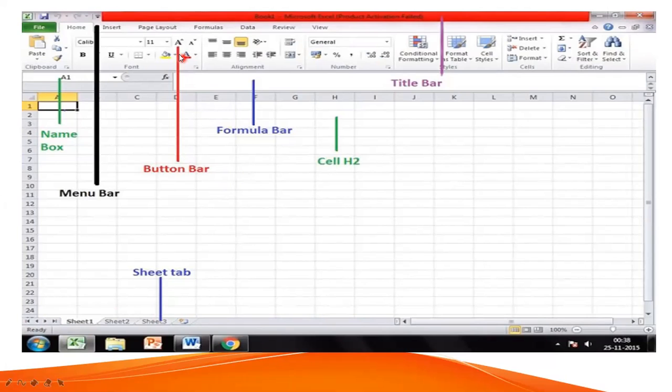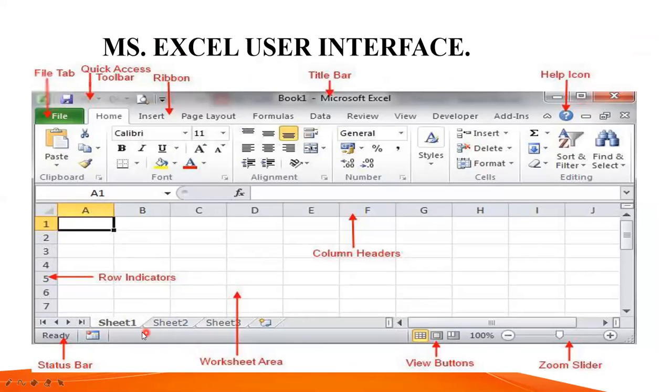So this is the button bar, this is the menu bar, and this is your title bar in which the name of the program is given. Here in red color, this is the title bar in which the name of the program, Microsoft Excel, is given. Now, these are the sheet tabs. As you already know, this is a status bar which shows that the program is ready to work, right?